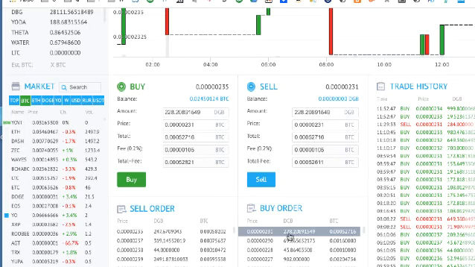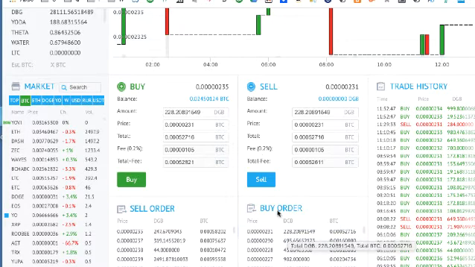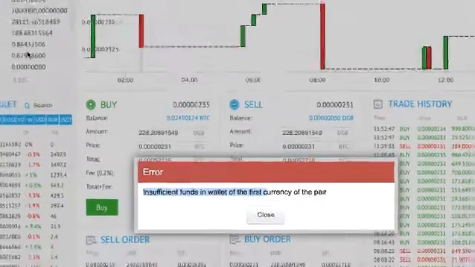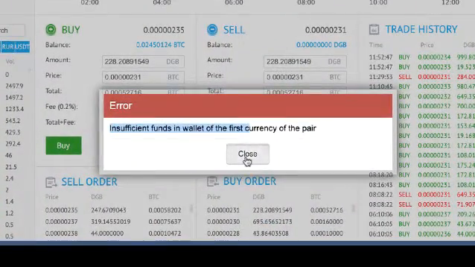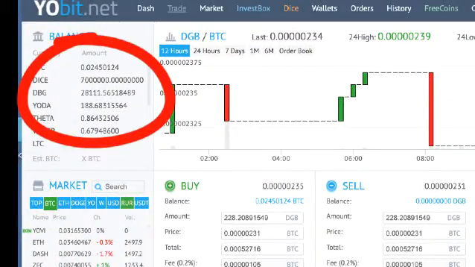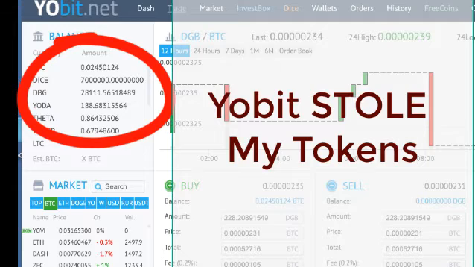So here's an example where I want to go ahead and buy Bitcoin with my Digibyte. I'll say sell, and it says there's insufficient funds. Obviously, there's 28,000, which means, again, 3 months after I've been complaining about this, there's been no response except for the fact that I just can't access my tokens because they stole them out of my wallet.